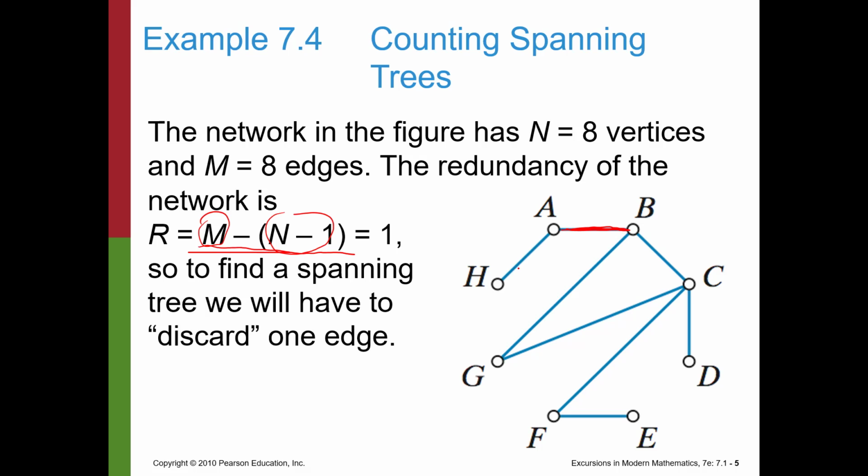Once we remove that, we can't get from H to B or from A to B, and we have a disconnected graph, right? And so the edges that we're going to remove are going to be the edges of a circuit. Because if you have a circuit, like we have this circuit right here, and you remove any one of these edges, since you had a circuit, that was not a bridge. And so your graph remains connected. And now you only have 7 edges. So now you are looking at a tree.